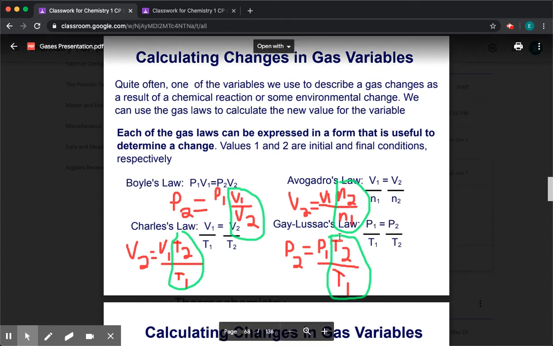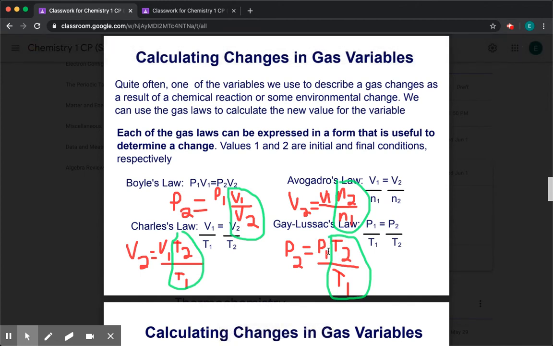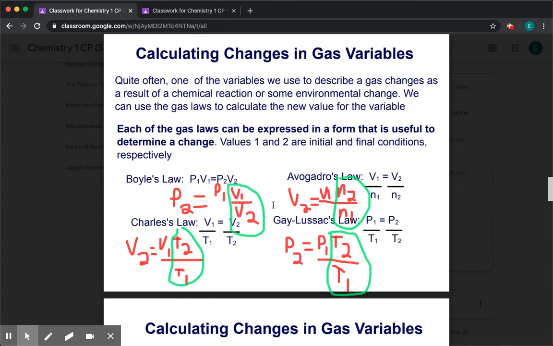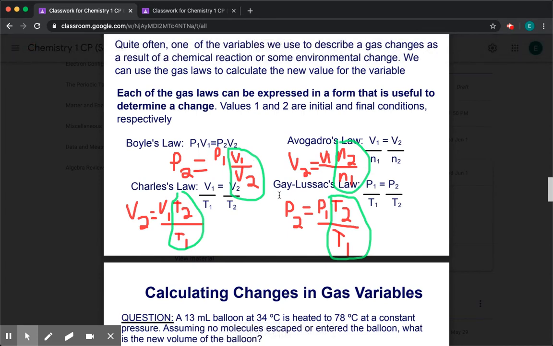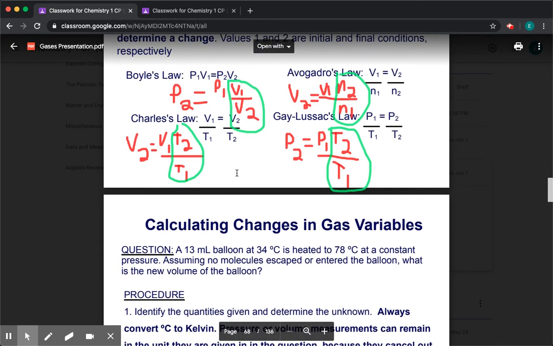The things highlighted in green are the relationships that make the most sense to look at, to make sense of the laws. And this is what you're going to use in the worksheet to answer some of the questions. These exact equations are what you're going to end up solving for. You can always set them up the way I set it up.